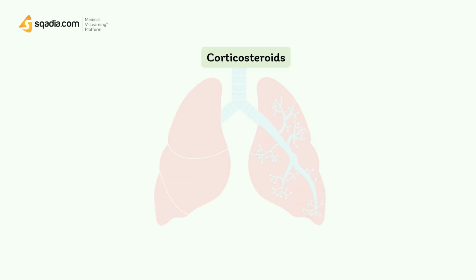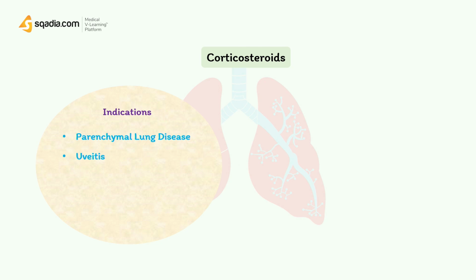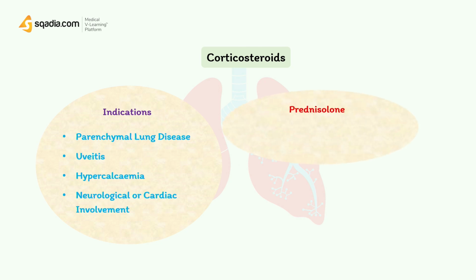Now, in some cases, corticosteroids may be used to treat sarcoidosis. The indications for using steroids include parenchymal lung disease, which can be symptomatic, static, or progressive, uveitis, hypercalcemia, and neurological or cardiac involvement. And usually, prednisolone is prescribed to these patients. Prednisolone, 40 milligrams over 24 hours, per oral for 4 to 6 weeks, and then you taper the dose off over 1 year according to the clinical status.